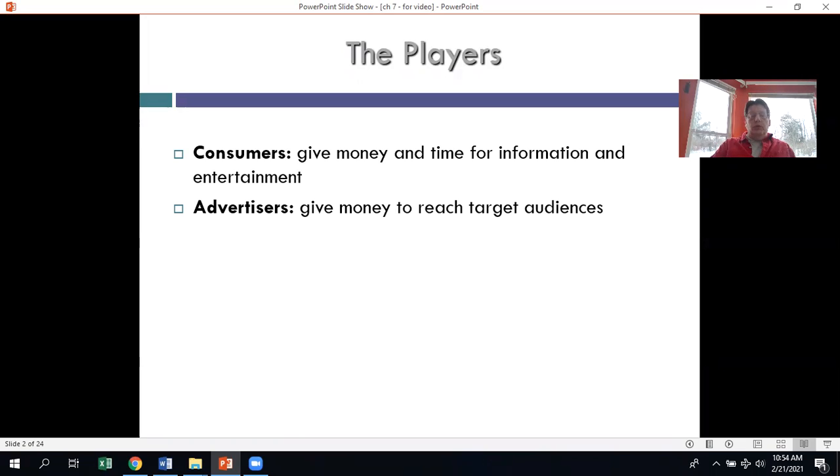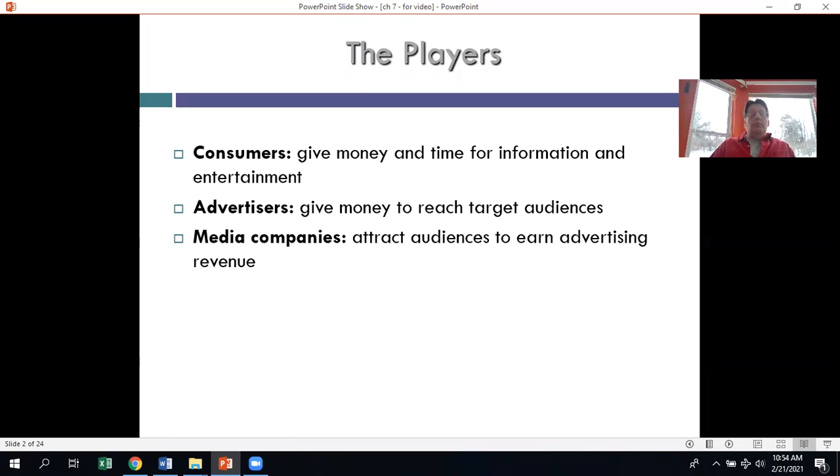Advertisers, of course, give money to reach their target audiences. Media companies attract the audiences to earn that money that comes from the advertisers. And then there's media employees, and you'll read more about that in the chapter.